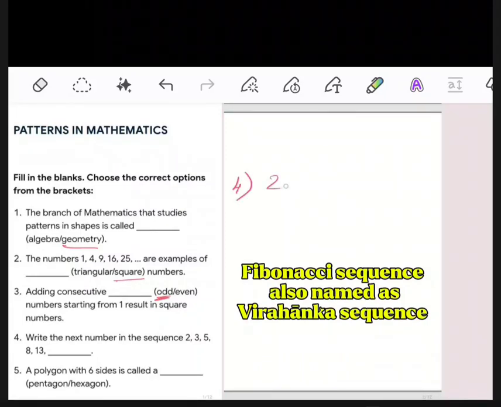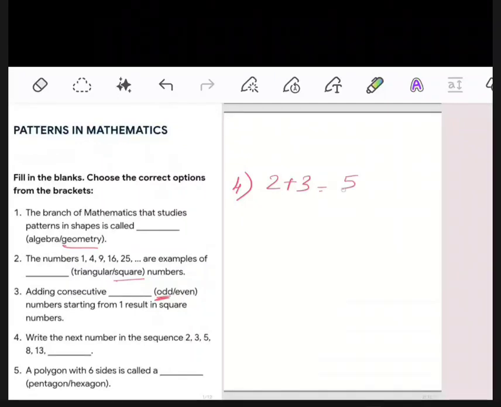Fourth question, 2 plus 3, 2 plus 3 equal to 5. Here the next number is 5. Similarly, we can do 3 plus 5, that is equal to 8. The next number is 8. Next we can do 5 plus 8, that is 13. So here 13 is there. Next we have to find out the next pattern, that is 8 plus 13. 8 plus 13 equals 21. So the next number in the sequence is 21. Okay, this is Fibonacci patterns.